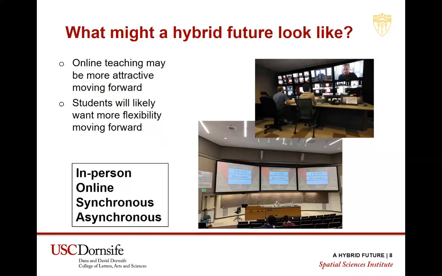And the second, I believe, is that students are going to likely want more flexibility moving forward. So it's not the case that you're going to have to say, well, you either take the online or you take the residential degree. Maybe the student wants to be online on Tuesdays and Thursdays and asynchronous, and on Mondays, Wednesdays, and Fridays, they want to be in person and synchronous. Or maybe they want to do a week about, or a semester about, or they want to do one class in person and synchronous and the other class online and asynchronous.